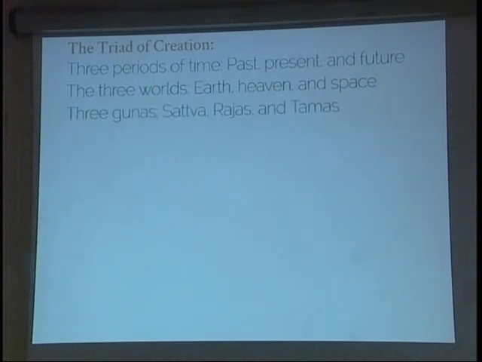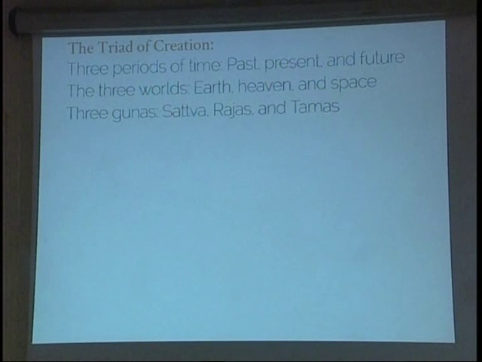Then you have 3 gunas: sattva, rajas and tamas. What is the color associated with tamas? What is the color associated with sattva? And with rajas? And what is the thing in terms of action associated with sattva? No action. And rajas? And tamas? Inertia, inactivity, inertia.